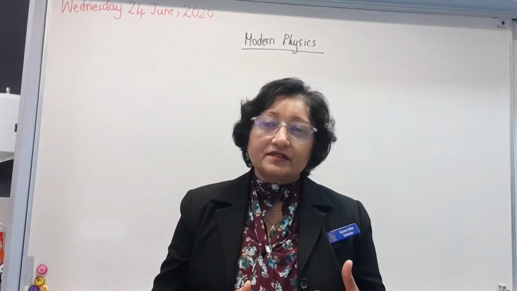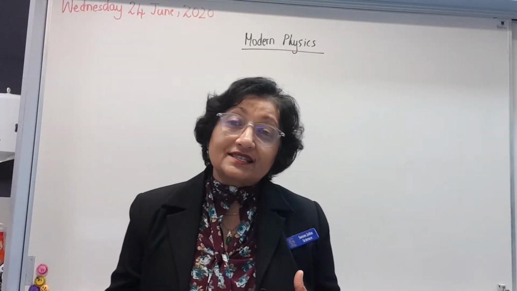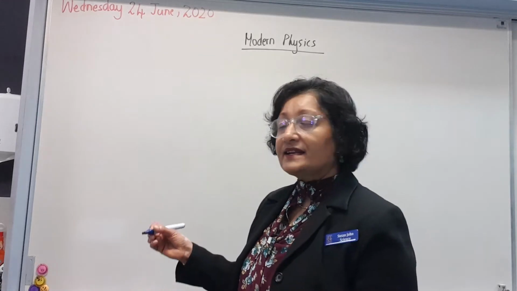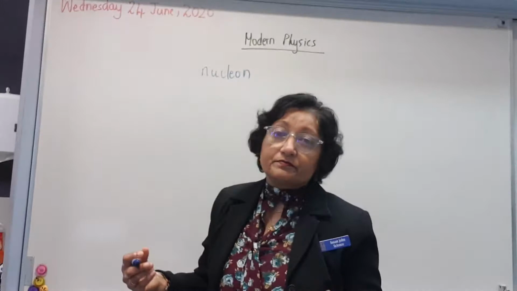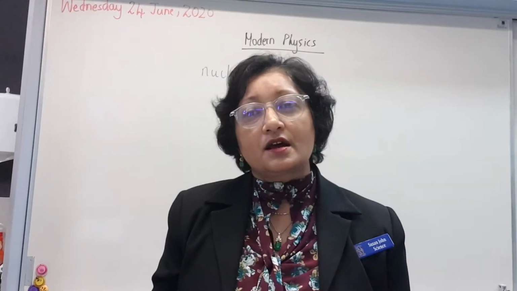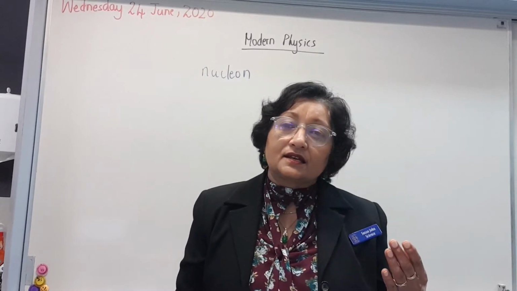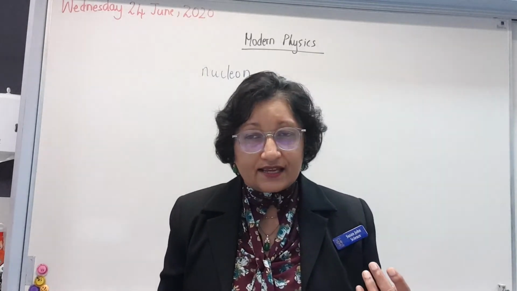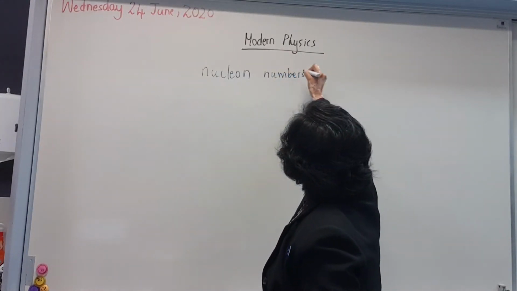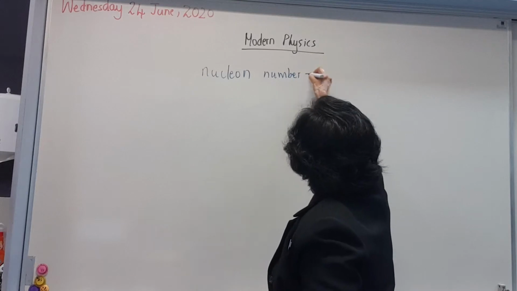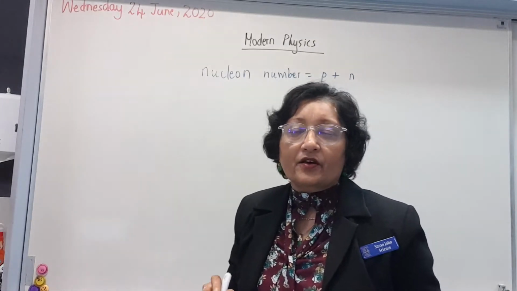Okay, now I'm just going to introduce a few new terms to you. Now protons and neutrons, because they are in the nucleus, are collectively known as nucleons. So a nucleon could be referred to as a proton or an electron. And the total number of protons and neutrons in the nucleus is called the nucleon number. That's the total number of particles in the nucleus, and this is the number of protons plus the number of neutrons in the nucleus. Okay?